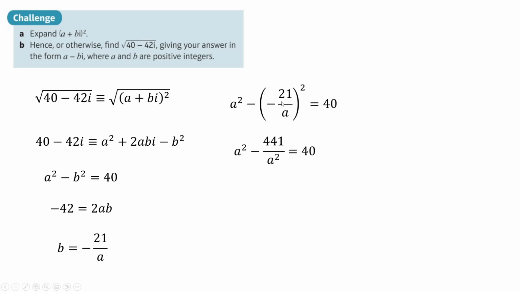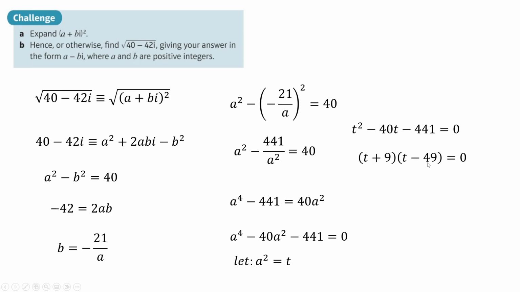Just expand out a little bit, use a calculator maybe for that. You don't actually have to. You could just do a quick column multiplication. It's not too difficult. Multiply by a squared on both sides, you'll get this. Rearrange to get this. I did a quick substitution, so a squared equals t. You'll get this. That factorizes into this.